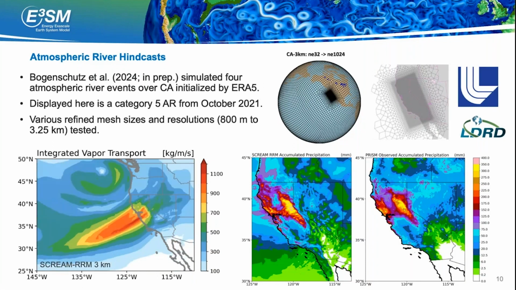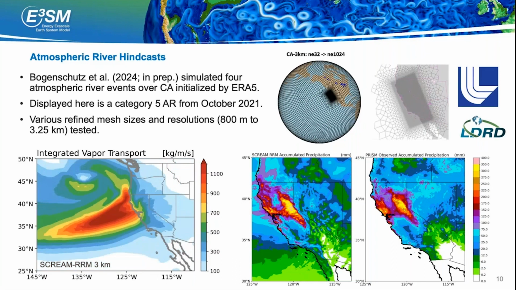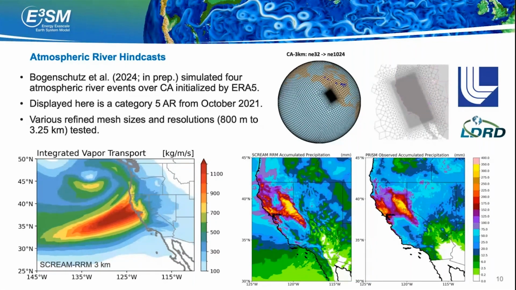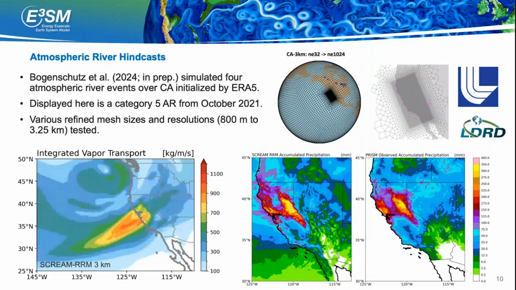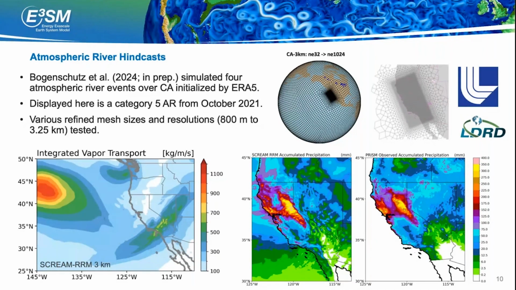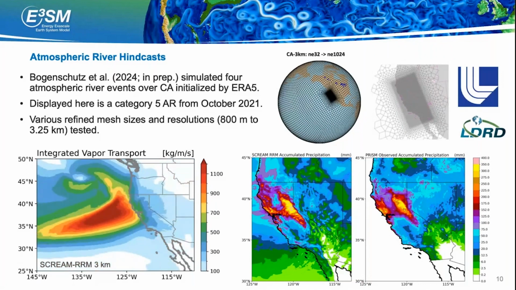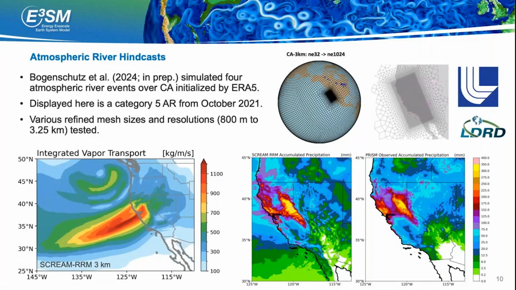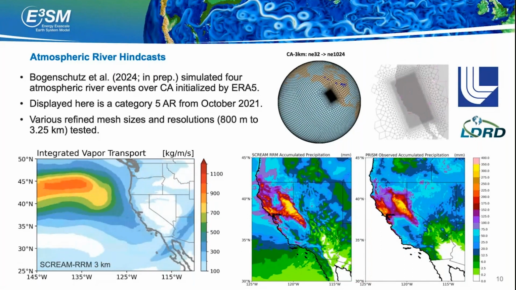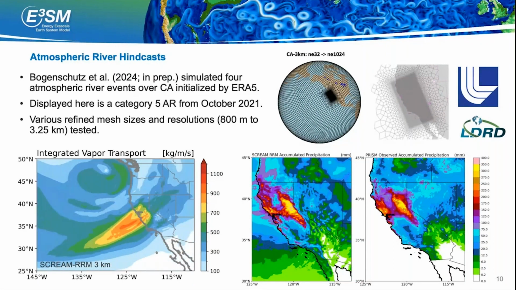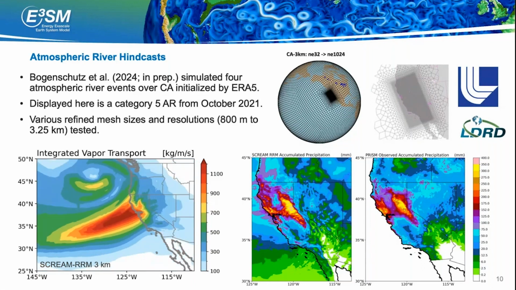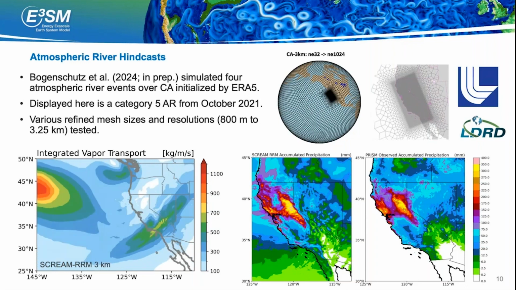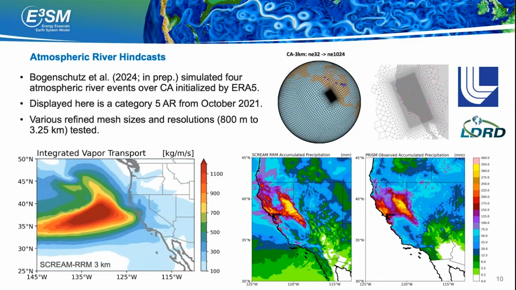Displayed here is a Category 5, or the strongest possible AR, that hit Northern California in October 2021. On the bottom left, we see that SCREAM has a seamless transition regarding the simulation of the AR, or IVT plume, as it traverses resolutions of 100 kilometers to 3 kilometers as it makes landfall on California. On the bottom right panels, we see that SCREAM has a good representation of the accumulated precipitation distribution, as it is able to capture the local maximum associated with topography, not only for the prominent Sierra Nevada mountain range, but also for the smaller coastal ranges as well.